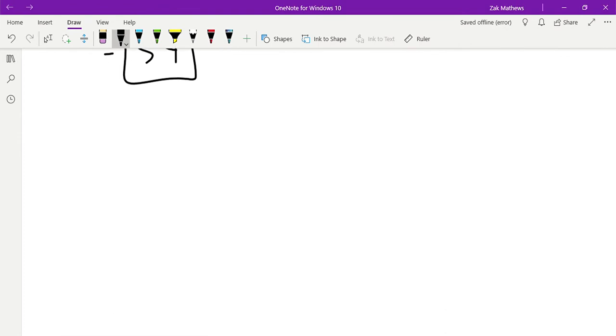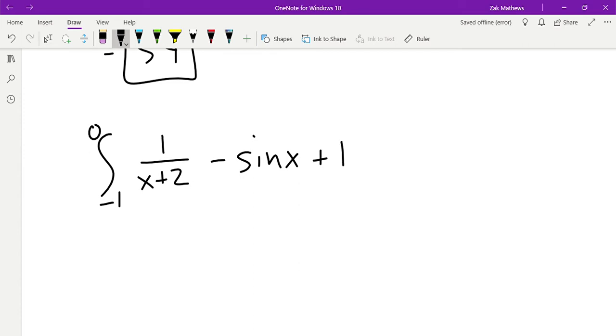Once we understand what we're doing, it's just the same. So let's take the integral from -1 to 0 of 1 over x plus 2, minus sine x, plus 1 dx.